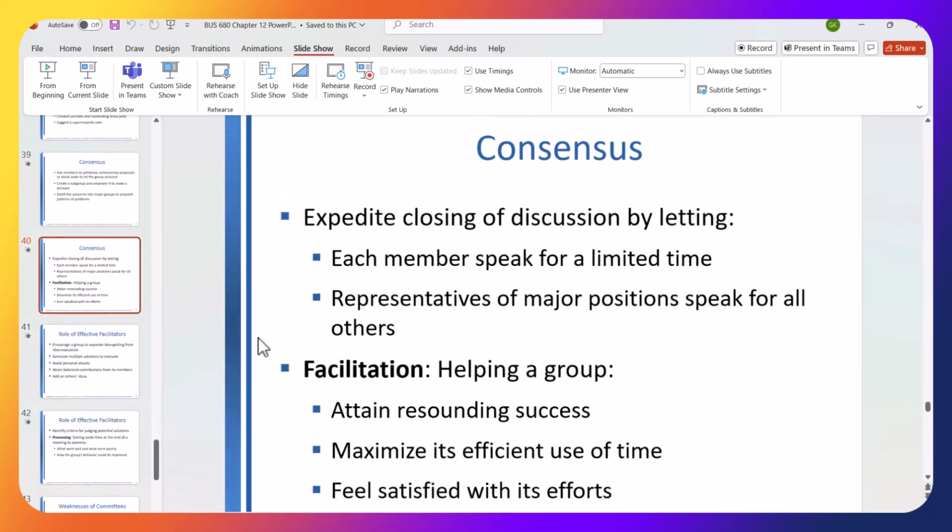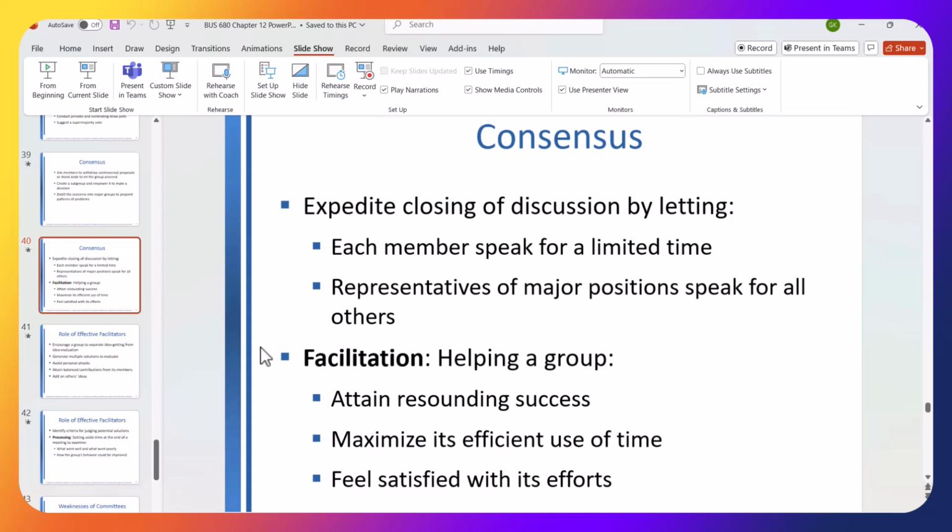So with the consensus, expedite closing of discussion by letting each member speak for a limited time. Representatives of major positions speak for all others. So when you have this, everybody gets a chance to speak, but you're going to have representatives that speak, and they'll speak for certain members of their group.